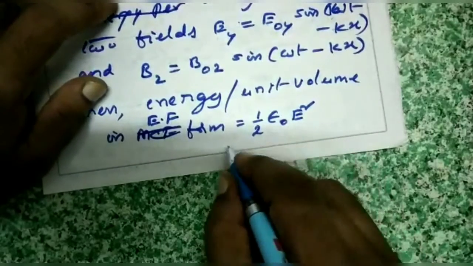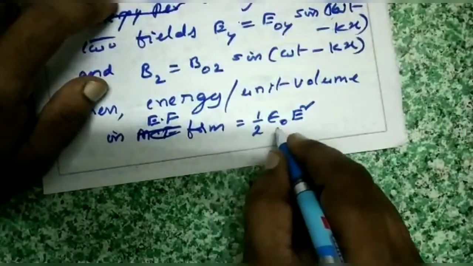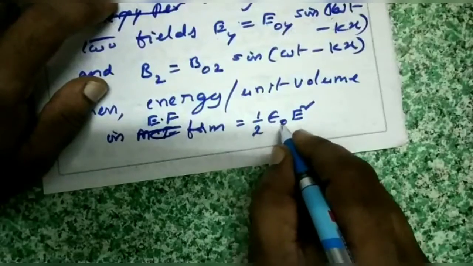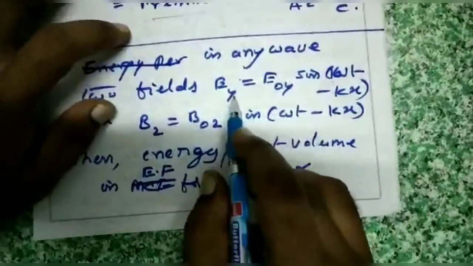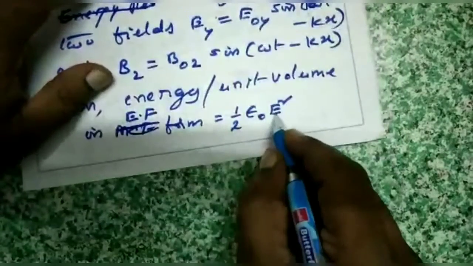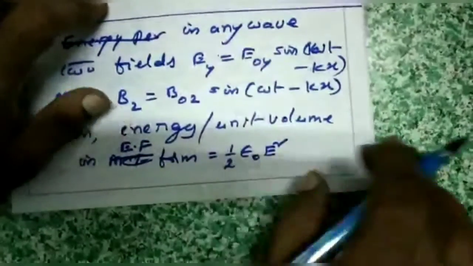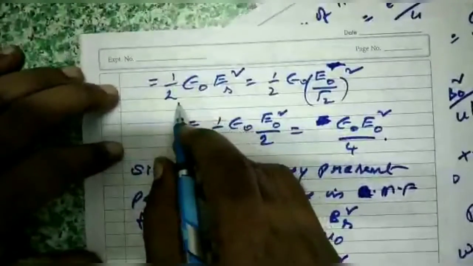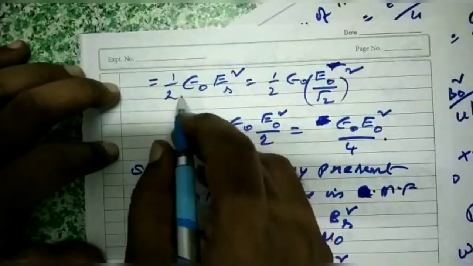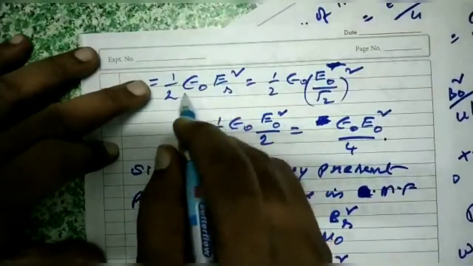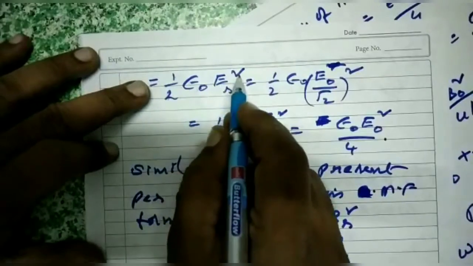That is called energy density. So in the form of electric field, energy density means what? Energy present per unit volume is half epsilon 0 E square. But here the electric field is varying with time. Then which electric field do we have to take? We have to take its RMS value. Then we get the energy present in unit volume in the form of electric field, half epsilon 0 E RMS square.